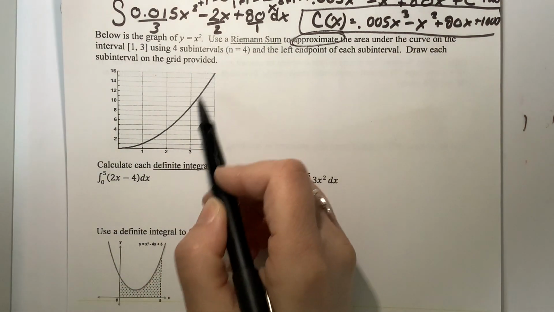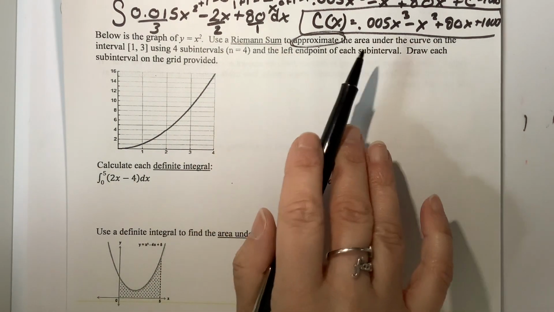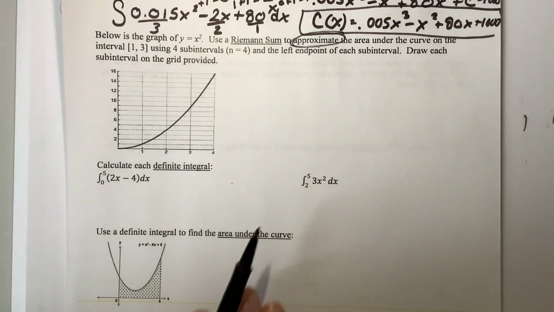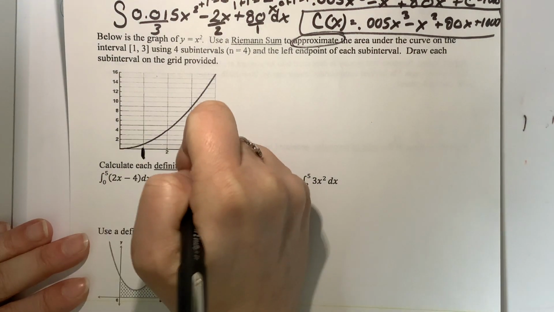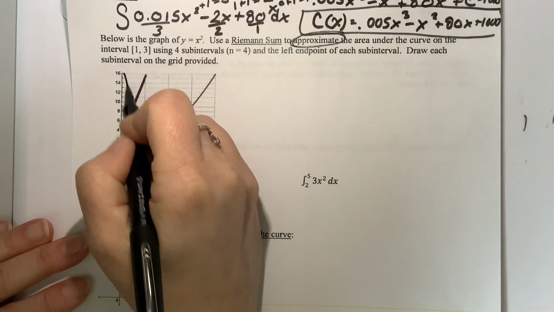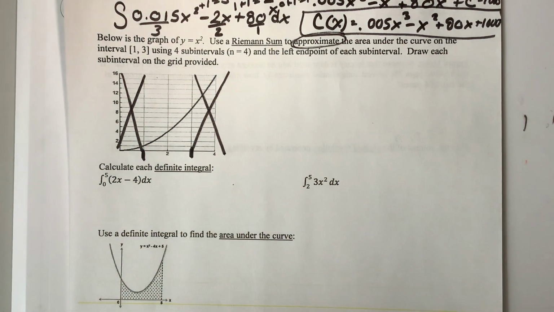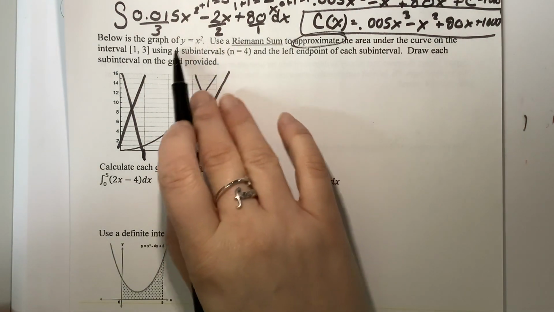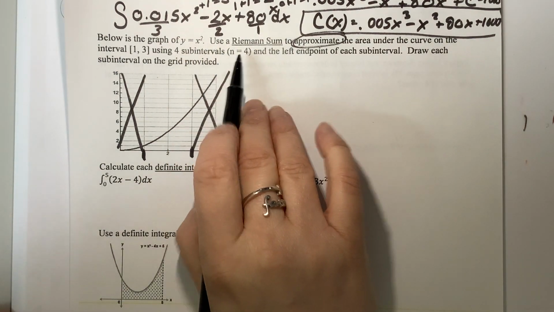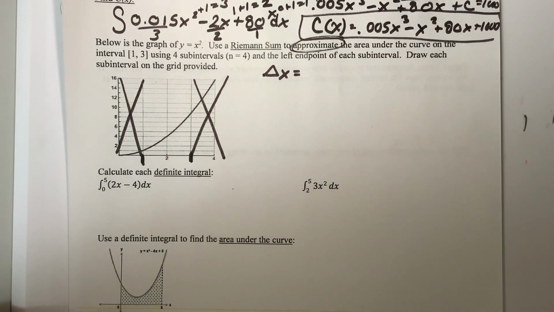Below, this is a portion of the graph x squared, so it's a portion of a parabola. Use a Riemann sum to approximate the area under the curve from the x values 1 up to 3. So 1 to 3. If it helps you, you could put x's. Don't go to the right of 3, don't go to the left of 1. You want to find the area just between 1 and 3. Use 4 subintervals. That means 4 rectangles. That's what n is.